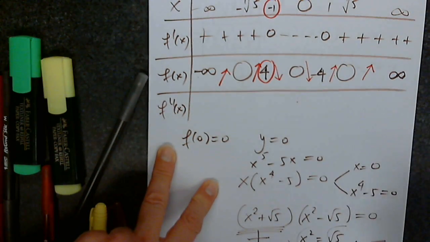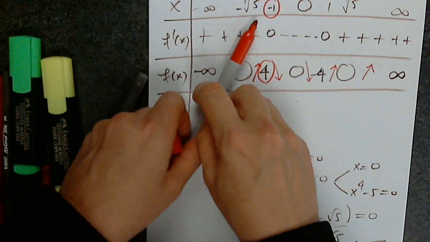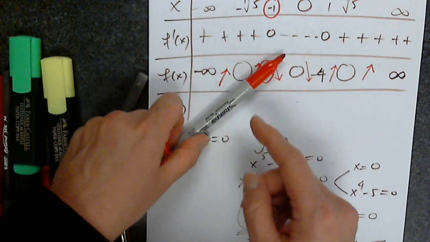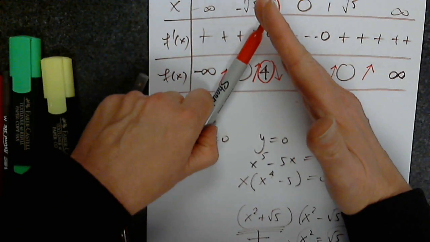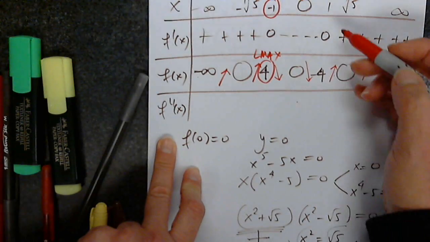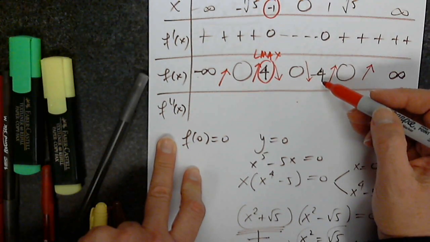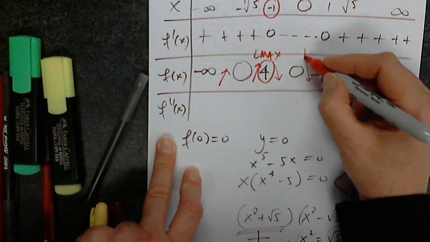Is it max or is it min? So it's positive, it's going up, and then it goes down. It's going up to it, and then down from it. Positive and negative. So it's a local max. What about 1 comma negative 4? It's coming down and then up. So it's a local minimum.